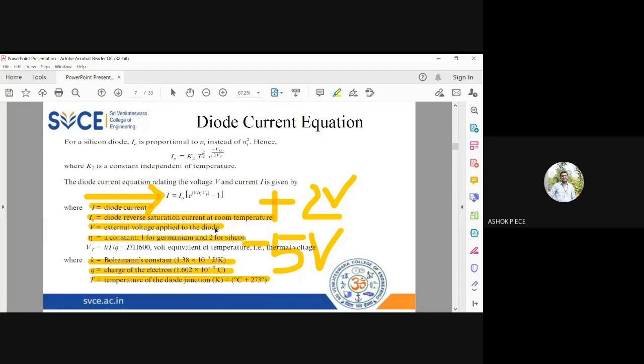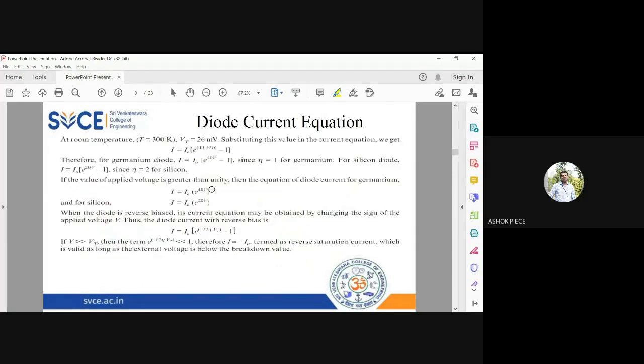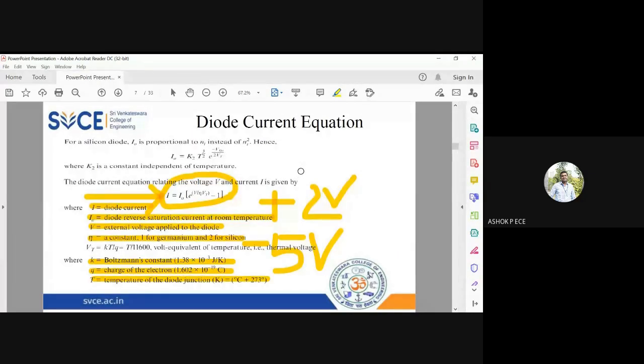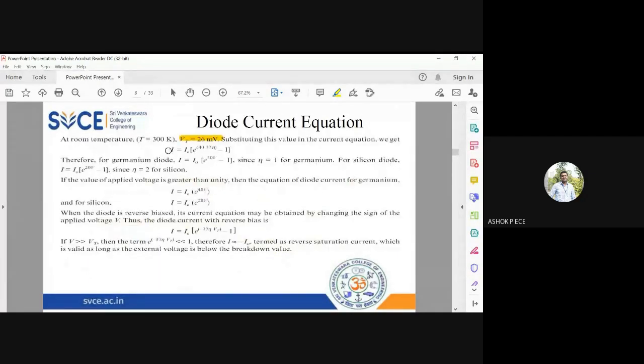Okay. So based on this diode equation, you'll get so many problems in your exam. So you should know what value you should substitute for all the parameters which are used in the equation of your diode. Okay, be very clear on that. So at room temperature, 300 Kelvin, your VT is going to be 26 millivolt. So if you substitute VT equal to 26 millivolt at room temperature, you will get I is equal to I naught e power 40V by eta minus 1 approximately.